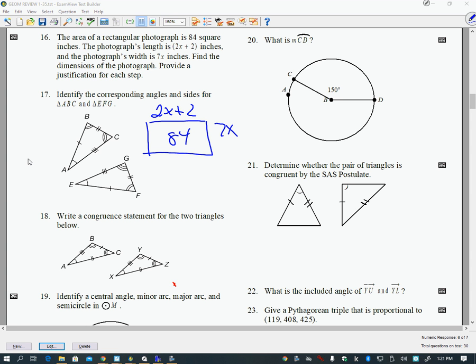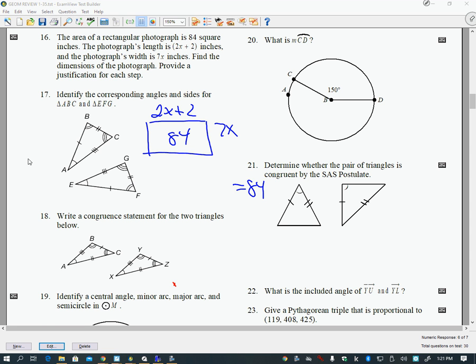So how do I set this up? How do I solve for x? Equal it to 84? Yeah, we're going to set it equal to 84, but how? Why? What is 84 for us? Area of a rectangle. How do I find the area of a rectangle? Base times height or length times width.